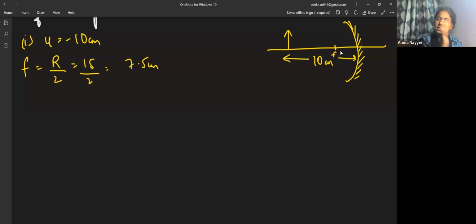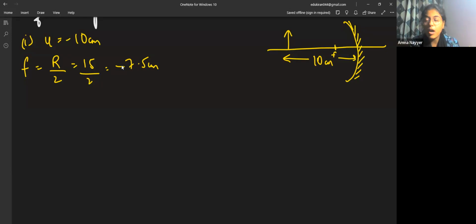Like object distance, this is also a length only. So this will be minus. Please be careful with the sign conventions class. One thing remember, object distance will always be negative because it is always kept in front of the mirror in opposite direction to the incident ray.